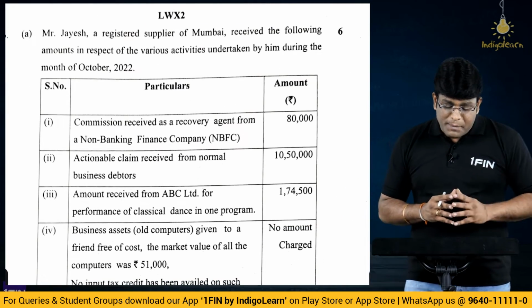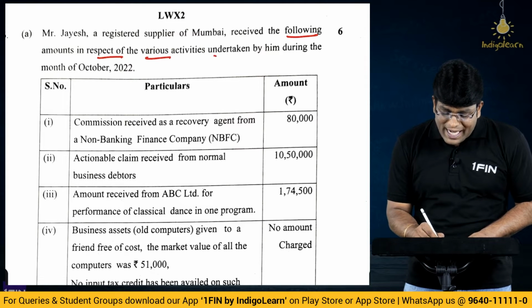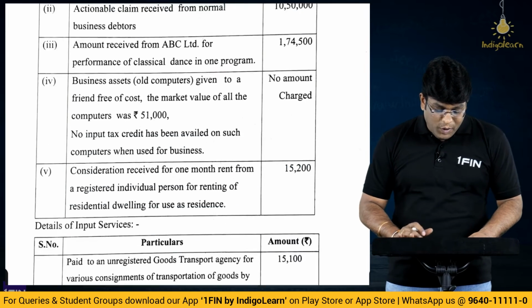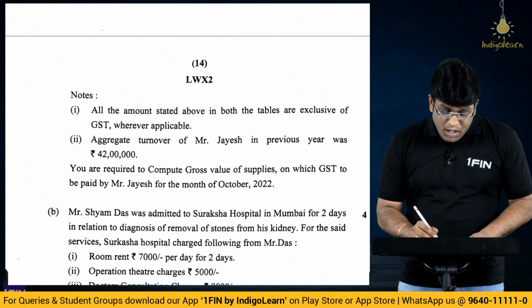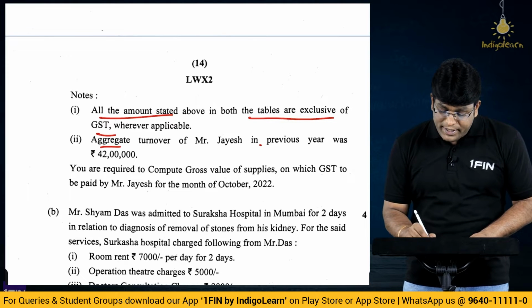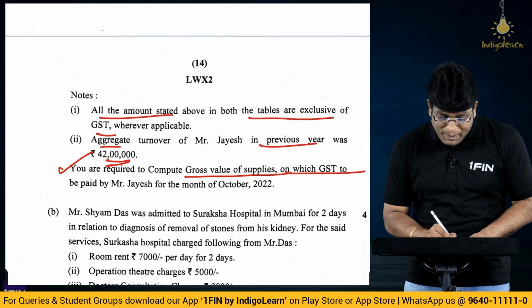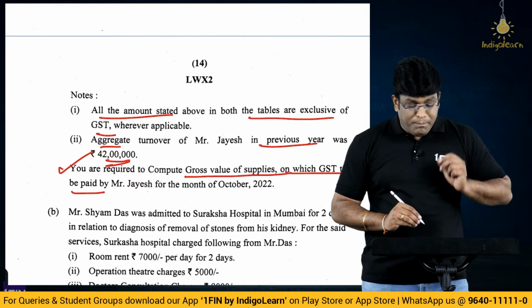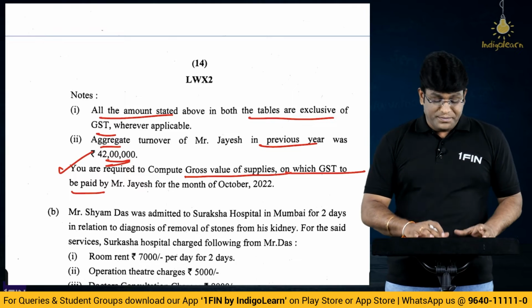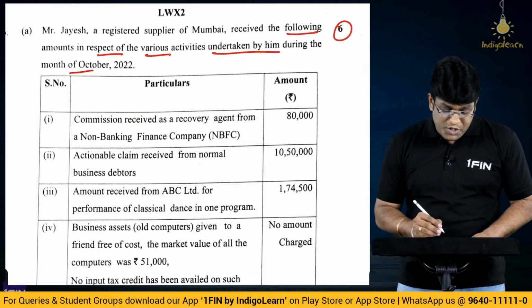Jayesh, a registered supplier of Mumbai, received the following amounts in respect of various activities undertaken by him. And what is it they are asking? All the amounts given above are exclusive of GST. And aggregate turnover in previous year was 42 lakh. You are required to compute gross value of supply on which GST is to be paid by Mr. Jayesh. Get back to the question, guys. 6 marks question in the examination.